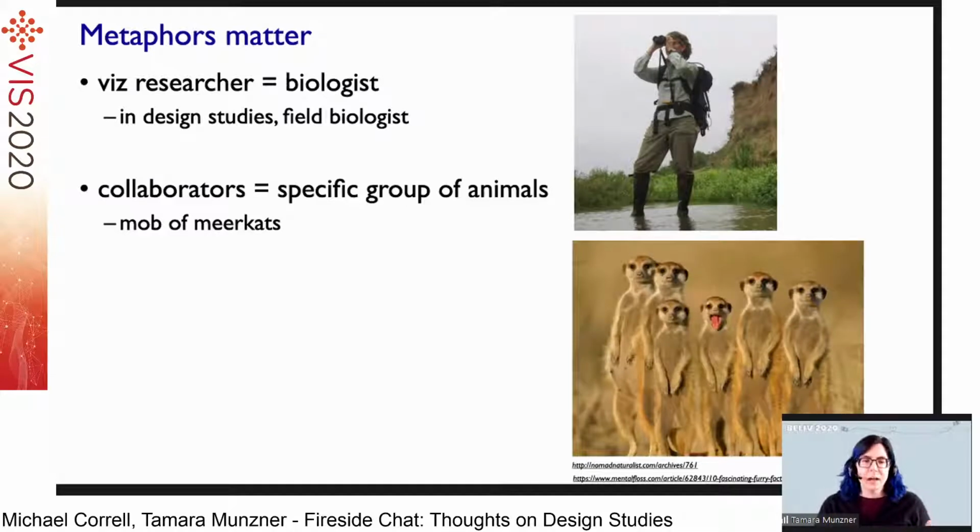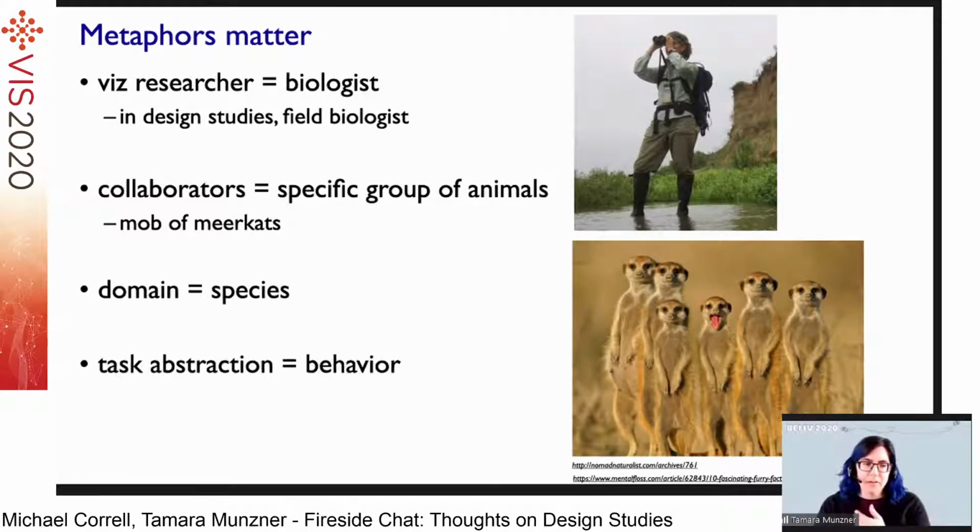And so collaborators, not patients, but a specific group of animals. A mob of meerkats is going to be my running example, in part because they're cute. And in this metaphor, a domain is like a species, a task abstraction is like some abstraction of animal behavior, and the analysis process is the context in which these beasties live.